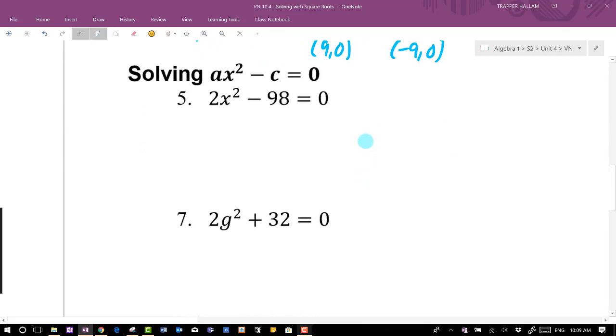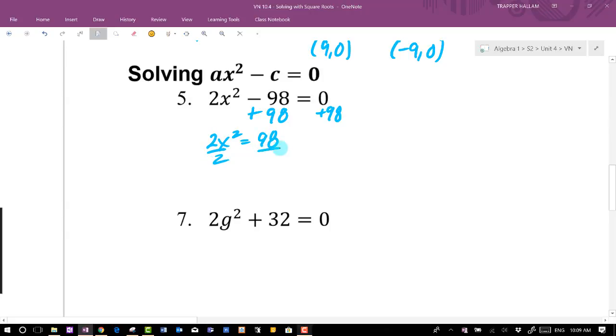All right, well, let's take a look. Let's see if we add a constant to it. Well, now we've got something similar, but this time it's got a value that's not squared. How do we deal with that? Well, just like solving any other function that we've done so far, we're going to isolate the part that we need to get to the x. So we're going to add 98 to both sides. We're going to be left with 2x squared equals positive 98.